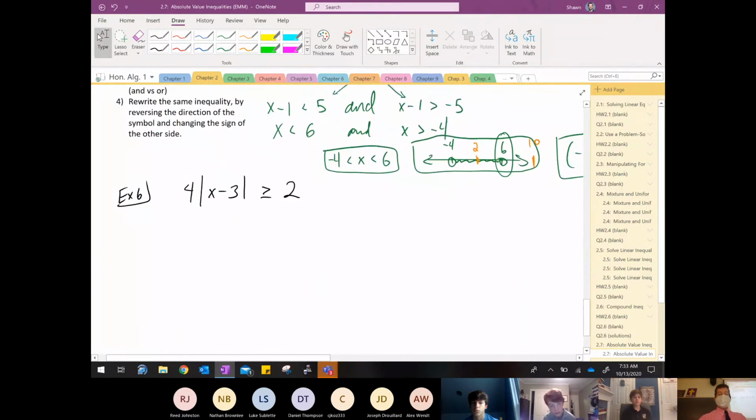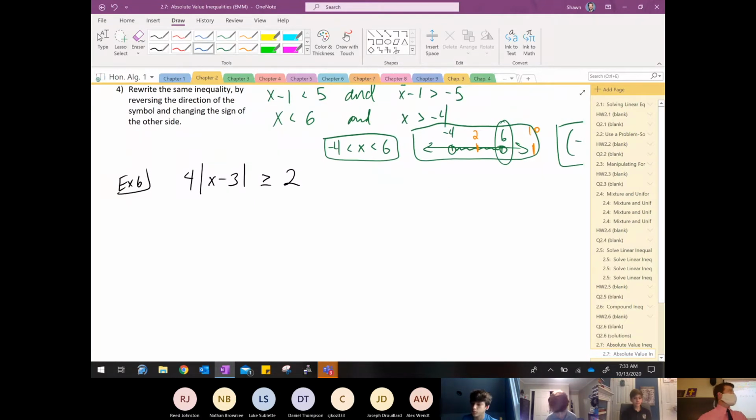Let's look at another one. I'll give you another couple of practice problems today. Okay, so here's example 6. First thing I want to do, Lewis, is what? Is isolate the absolute value. Very good. So to do that, we want to do what to both sides? Divide by 4. Fabulous. So I got absolute value of x minus 3 greater than or equal to 1/2. Notice I did not switch the direction of my inequality because I did not divide by a negative. All right, fabulous.